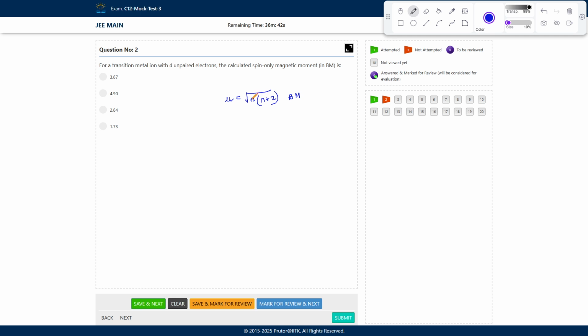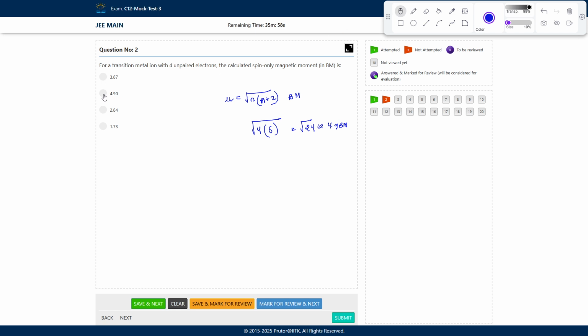Here n represents the number of unpaired electrons present in that particular ion, and it is already mentioned that n is 4, right? So when you put 4 here, it becomes 4 times (4 plus 2), which is 4 times 6, that is under root 24, right? So under root 24 has a value equivalent to 4.9 Bohr magneton. How can you calculate? Under root 25 is 5, so under root 24 will be closest to 4.8 or 4.9. So 4.9 Bohr magneton will be the value of the spin only magnetic moment for the transition metal ion having 4 unpaired electrons in it.